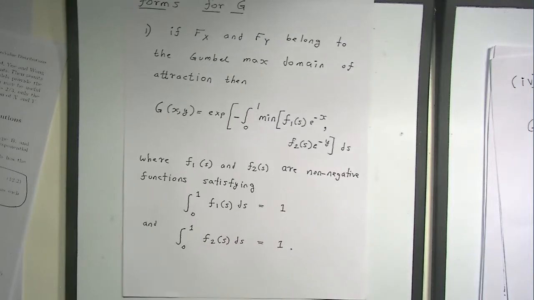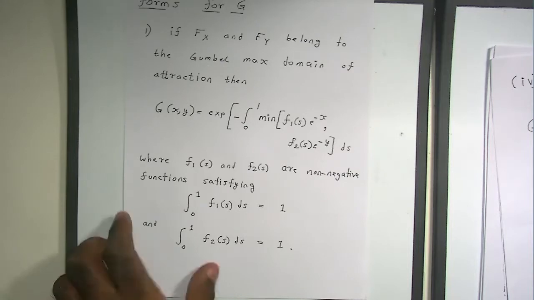Okay, so you follow what I'm saying, that if F_X and F_Y belong to the Gumbel max domain of attraction, then the possible forms for G, which are still uncountably infinite, can be represented in this way, where f1 and f2 are non-negative functions that integrate to 1 between 0 and 1. Okay? Is that clear, guys? Okay, we will do some examples later on.